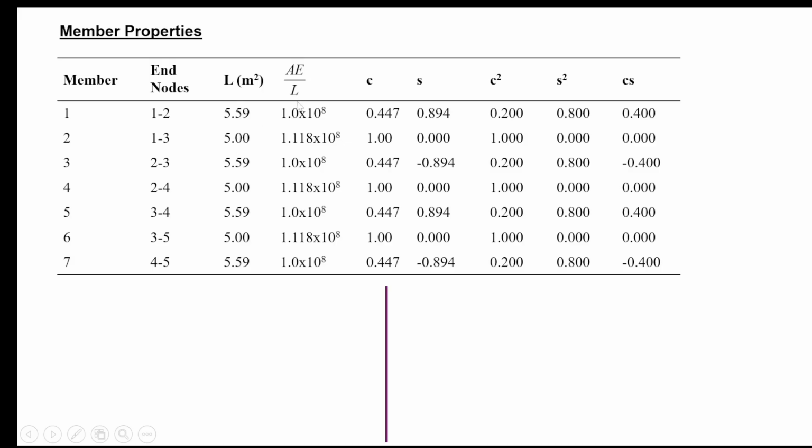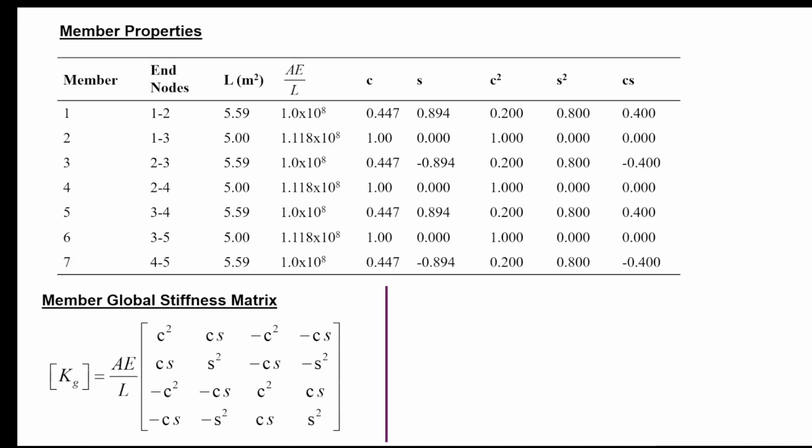And for each of them, we have calculated the AE over L. We have calculated the cos theta for each of them and the sin theta for each of them, and the square of cos theta and the square of sin theta. And this one is cos theta sin theta. So having obtained all these member properties, you proceed to find the member global stiffness matrix.